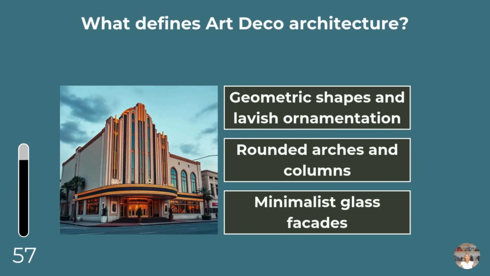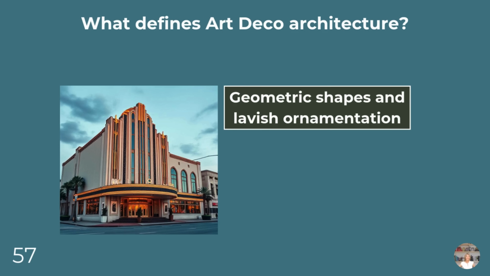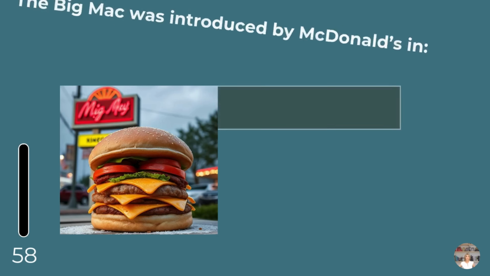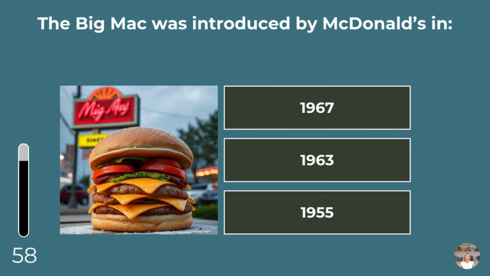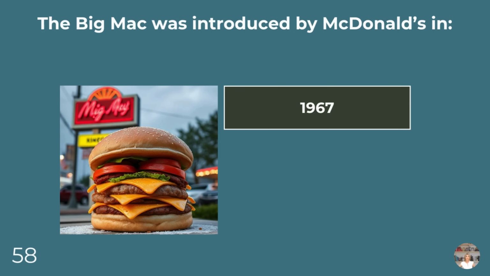What defines Art Deco architecture? Geometric shapes and lavish ornamentation, rounded arches and columns, or minimalist glass facades? Geometric shapes and lavish ornamentation. The Big Mac was introduced by McDonald's in 1967, 1963, or 1955? 1967.